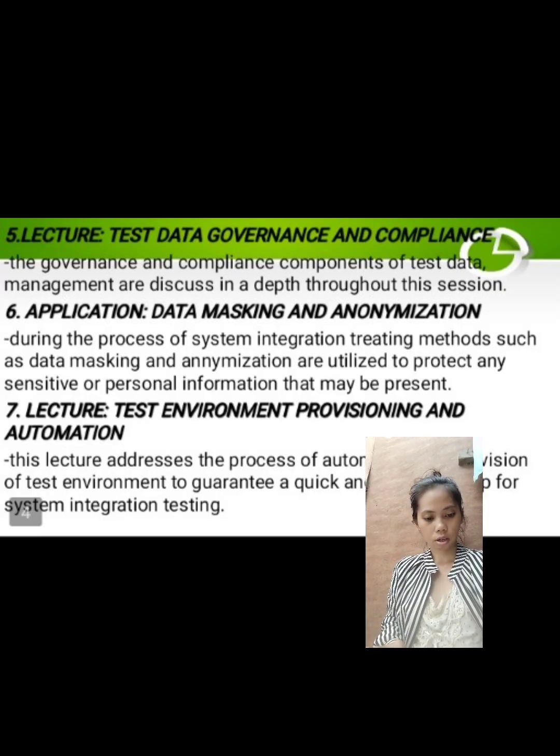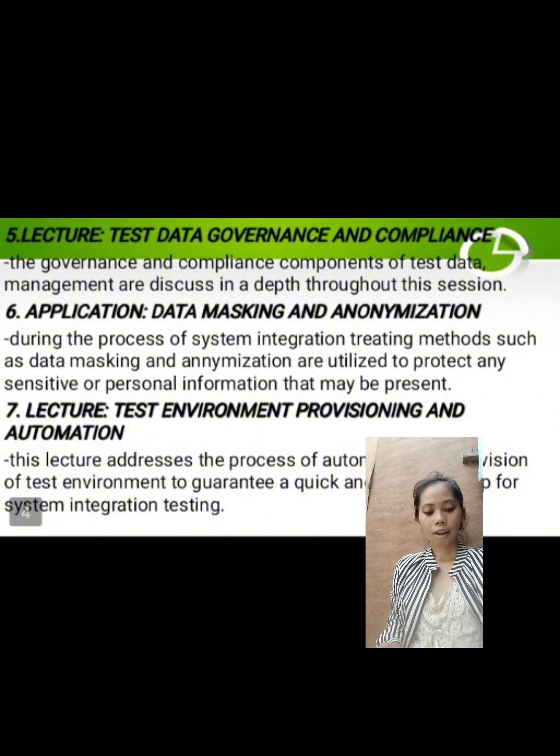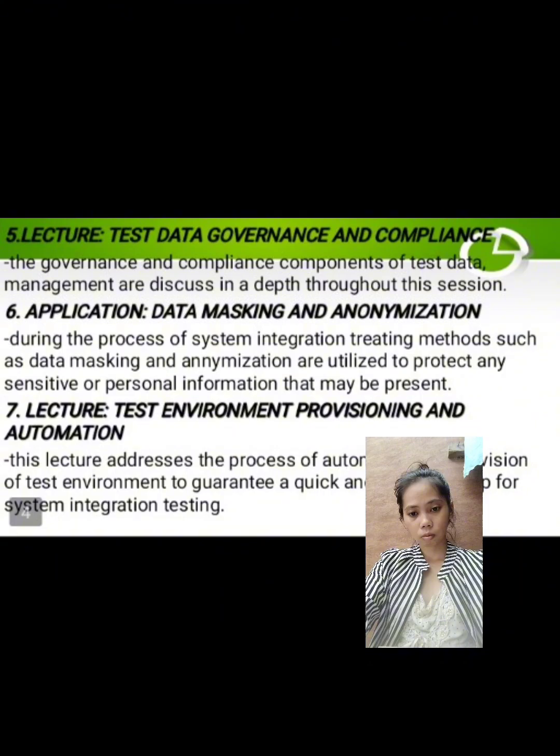Number 6. Application. Data masking and anonymization. During the process of the system integration testing, methods such as data masking and anonymization are utilized to protect any sensitive or personal information that may be present. Example, like hiding your credit card number except the last 4 digits when buying online.